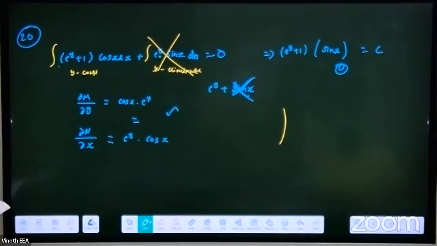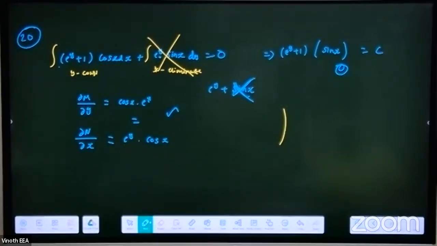See, 21 is very easy. Okay, you try 21. I will ask you to do another question. Hold 22 to 24 for now. I have not yet covered the integrating factor. I will cover it later. Okay, we will do that later.